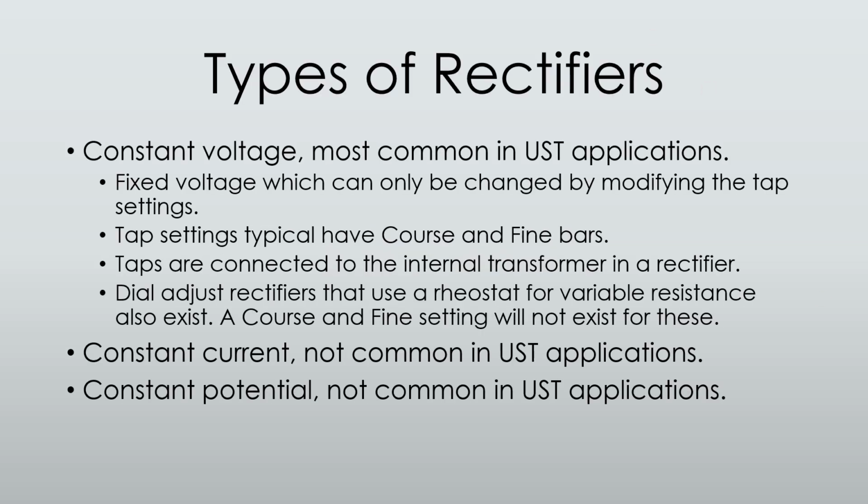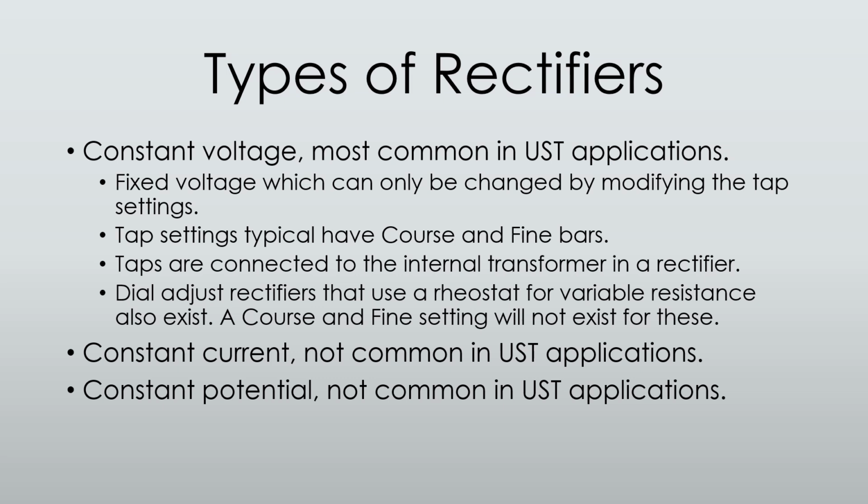So for the UST industry, we're going to see constant voltage as the most common one. It has a fixed voltage, which can only be changed by modifying the tap settings. Tap settings typically have coarse and fine bars. The taps are connected to an internal transformer in a rectifier. So we're gaining more access to the transformer. Remember, we're taking AC and we're converting it into DC.